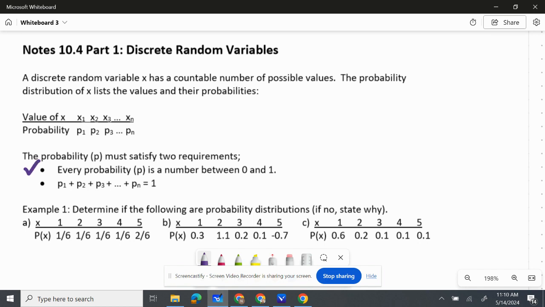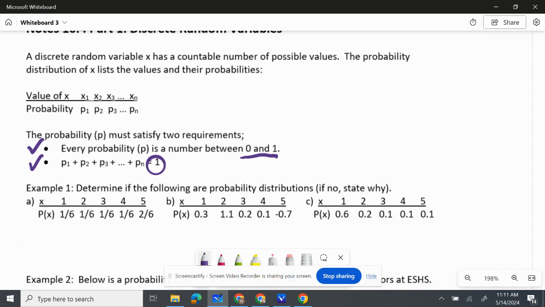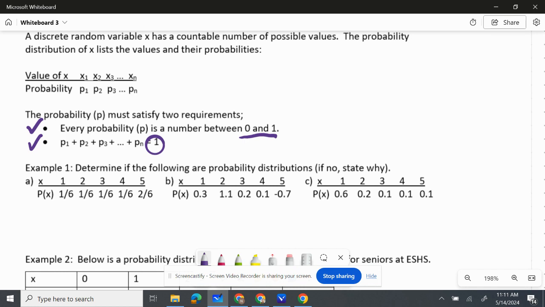Every probability has to be in between 0 and 1, and all the probabilities on the table have to add up to 1. So the first thing that we're going to be doing is we're going to be looking at each of our tables, and we're going to decide if it's a probability distribution table. If it is, we're going to put yes. If no, we're going to explain why it isn't.